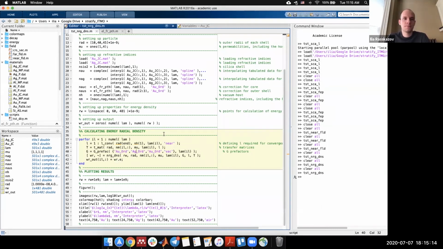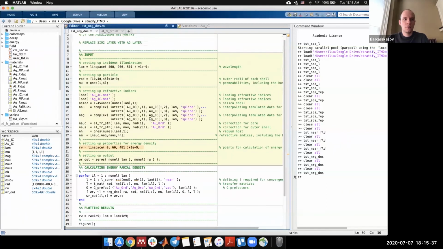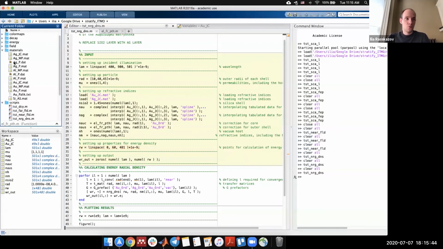So that's how you can get different characteristics, and that's how you change the materials. You can change the radius, very straightforward. You can do it for different points in the space within or near a multilayered sphere. Different wavelengths, whatever you want. Okay, let's move forward.